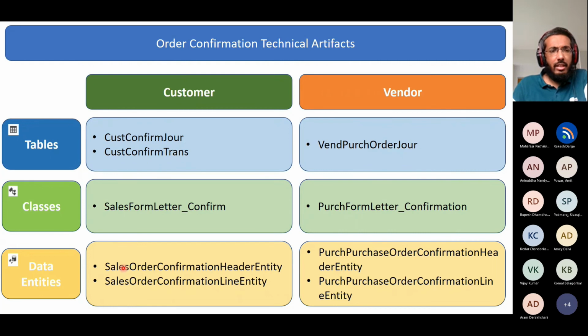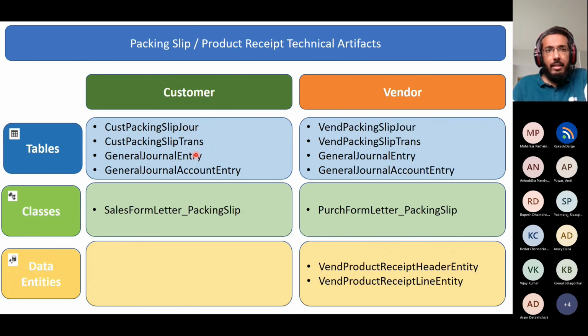Then again, we have certain data entities which we can use for the confirmation. I'll just be navigating through these slides right now because more or less all the slides are similar, just showing the artifacts that are involved behind the scene. Next comes the concept of your packing slip or product receipt.